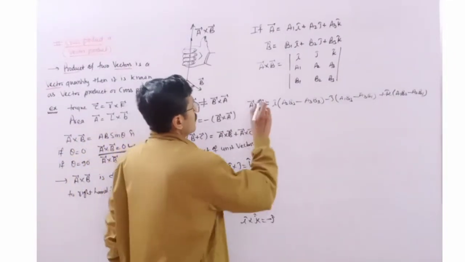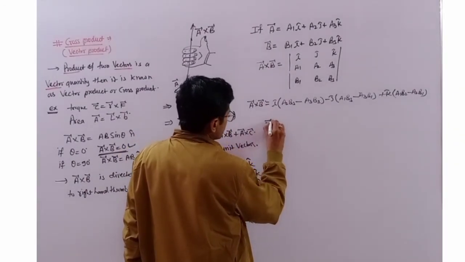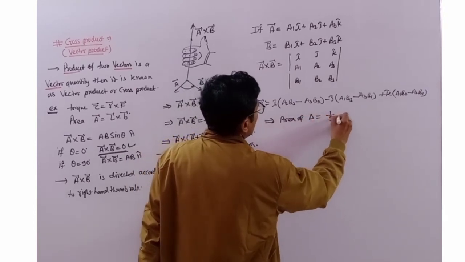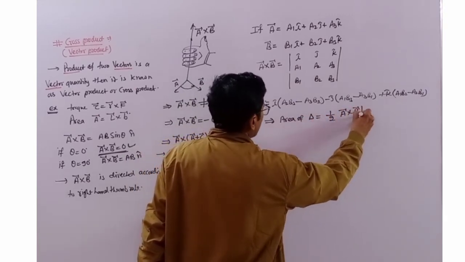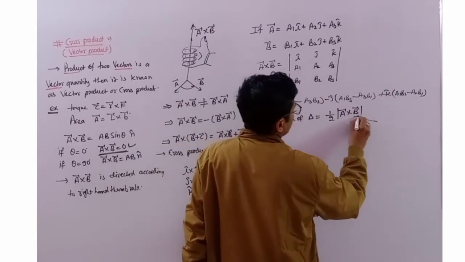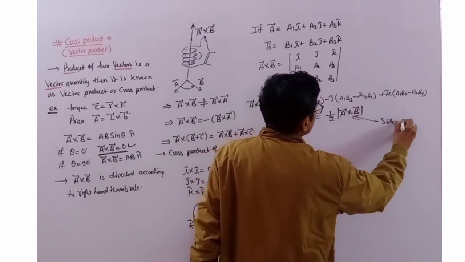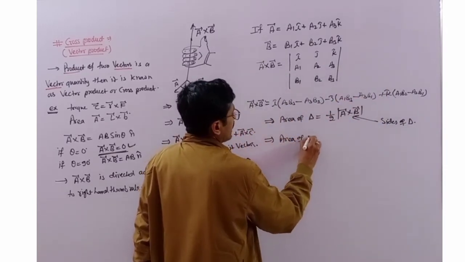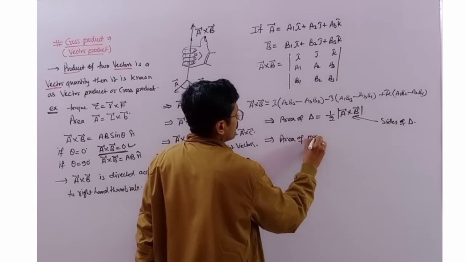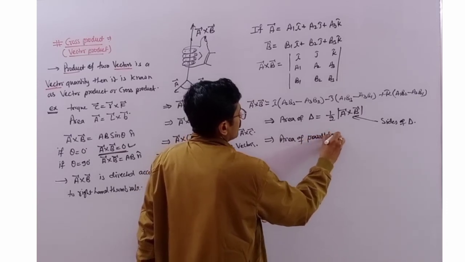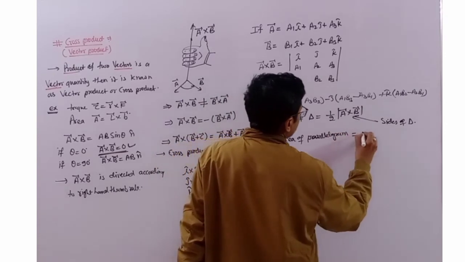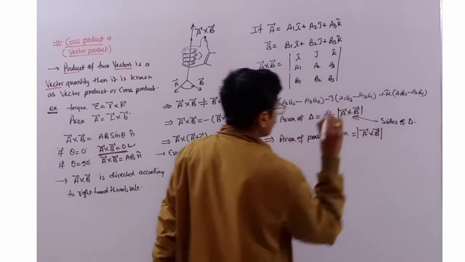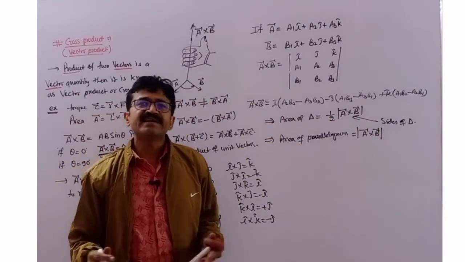Then the application is area of triangle. Area of triangle is equal to half of A vector cross B vector, if A vector and B vector are the sides of the triangle. Then area of parallelogram. What is the area of parallelogram? That will be the magnitude of A vector cross B vector. You can find it directly.